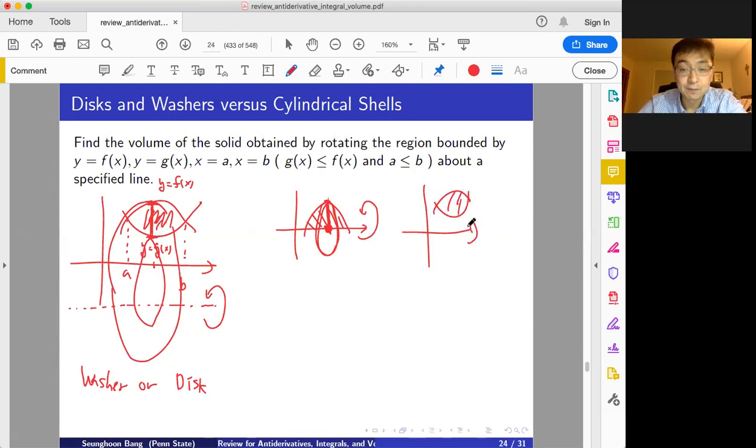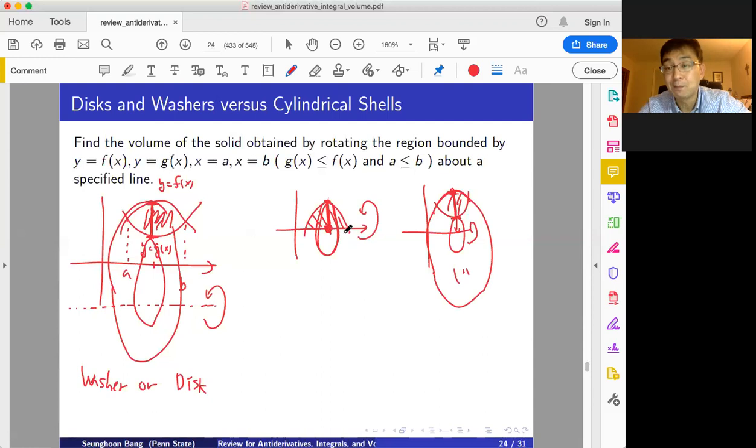But we have a gap between the rotating axis and the solid, this region. We have some gap. In this case, cut this one and rotate. This point has a big circle, and this one has a small circle. Exactly a washer, depending on whether we have a gap or not.